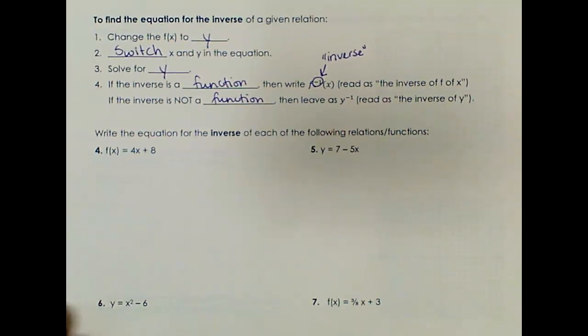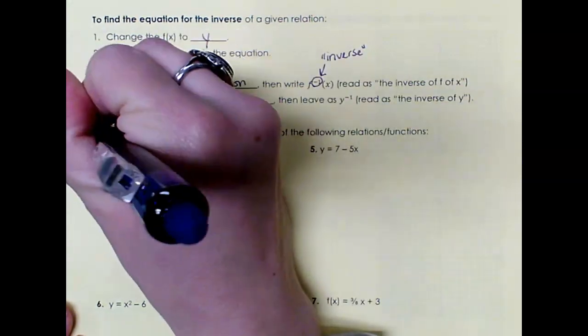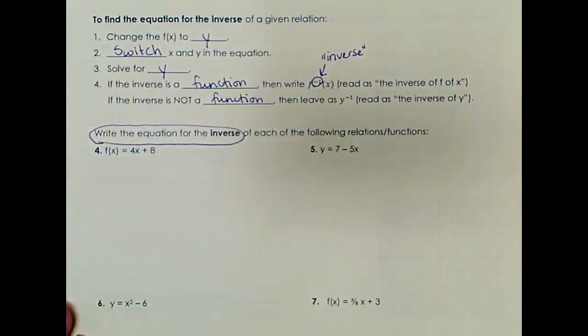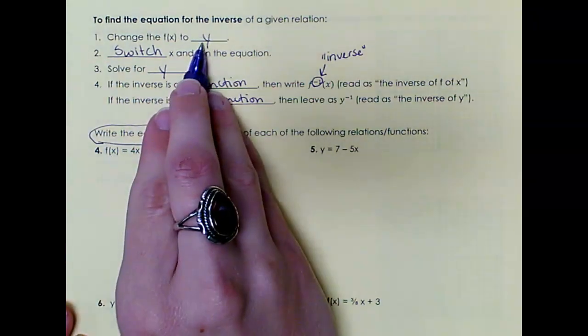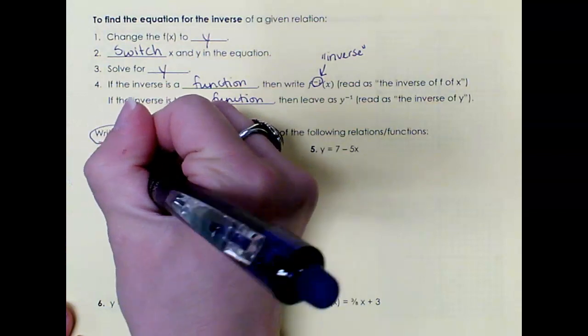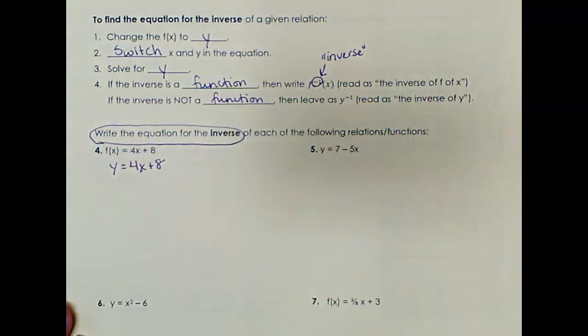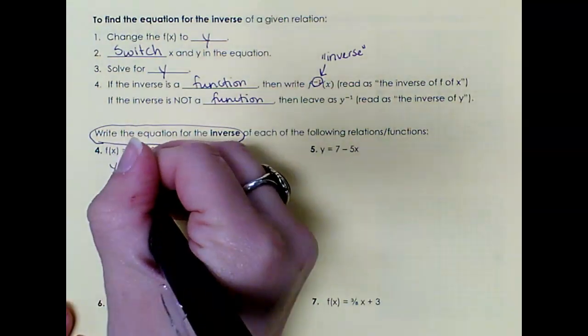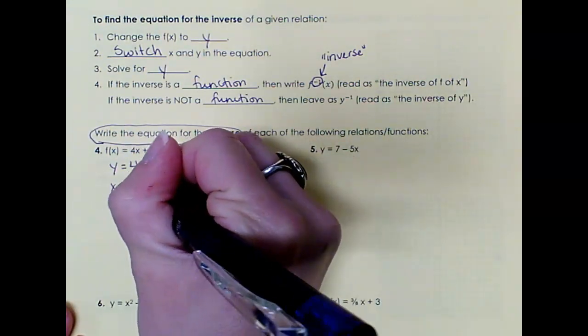So let's look at number 4. It says write the equation for the inverse of each of the following relations and functions. So I need to write the equation for the inverse. That's my goal. So first step, I don't want f of x in there. I need to replace it with a what? With a y. So I'm going to rewrite y equals 4x plus 8. Next step to find the inverse, I take x and y and I switch them. So instead of y equals, I have x equals. Instead of 4x plus 8, I have 4y plus 8.